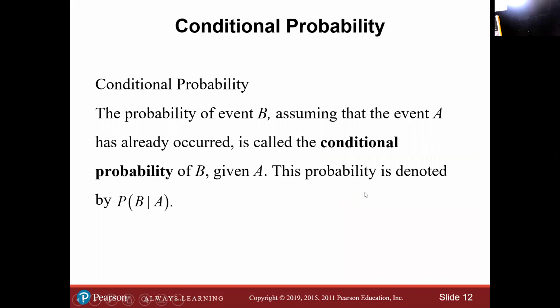Okay, and this is where the text gives a name to this, and this is called conditional probability. The probability of B given A, where the condition is the results of event A.